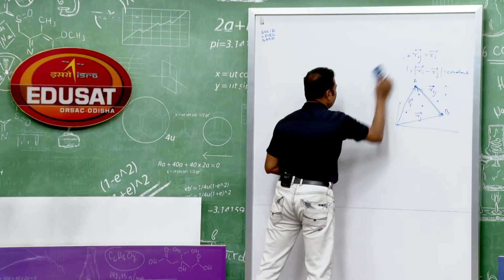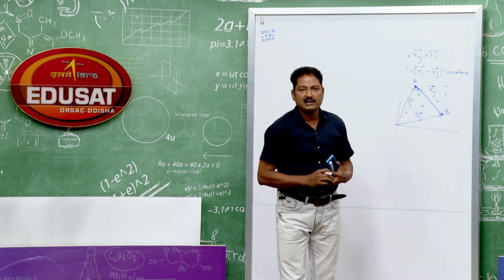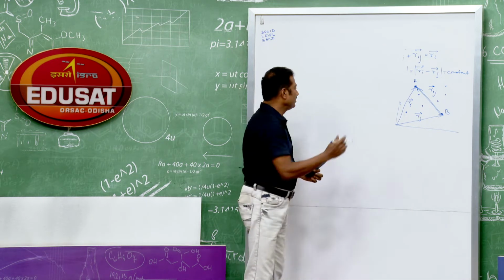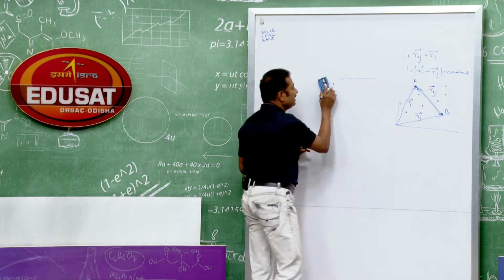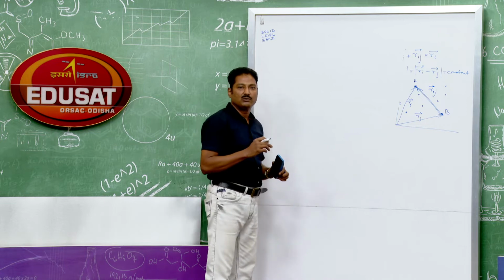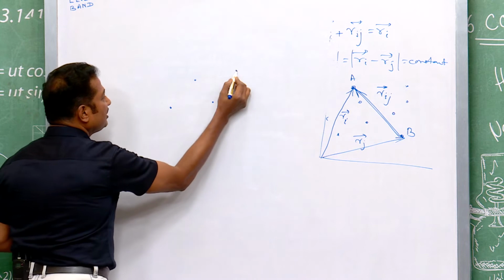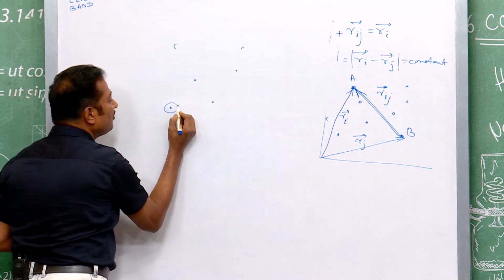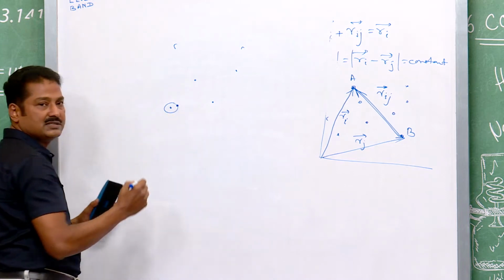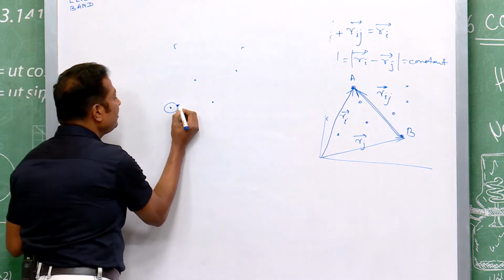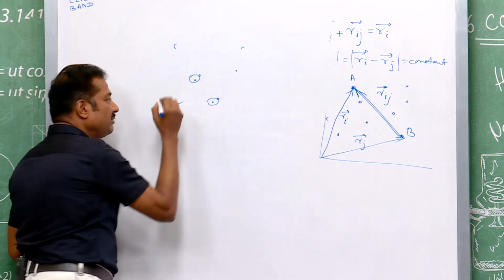But when I talk of matter, a solid, then you are not confined to a line only. There you have to think more. What is that? Suppose in a solid there are many atoms. Let me talk about the valence electron. For this atom, this is the valence electron. For this atom, this is the valence electron.